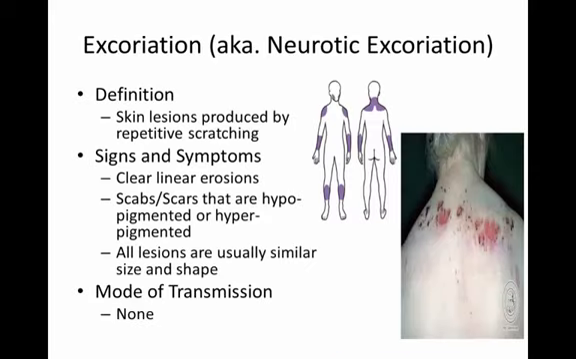Excoriation or neurotic excoriation are skin lesions produced by repetitive scratching. There is no known underlying physical pathology. Patients dig at their skin to relieve itching, or to extract imaginary objects that they believe are embedded or extruding from the skin. Signs and symptoms include clear linear erosions, scabs, and scars that are hypopigmented or hyperpigmented. All lesions are usually of similar size and shape. Common sites include exterior surfaces of the extremities, the face, and the upper back. There is no mode of transmission and excoriation is not contagious.